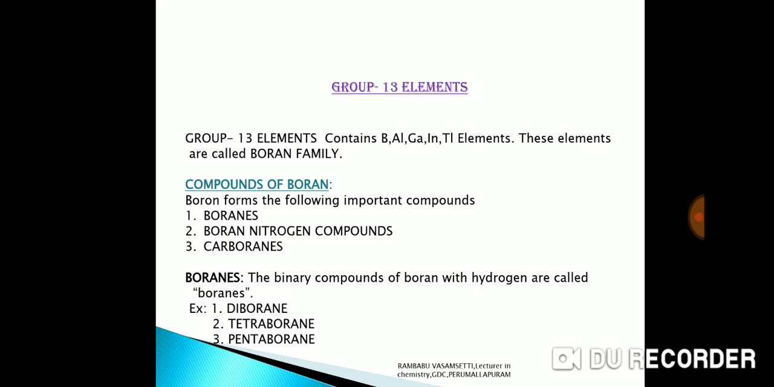Before going to the structure of diborane, what are the compounds of boron? Generally, boron forms most importantly the following compounds, that is boranes, boron nitrogen compounds, and carboranes. And what are the boranes? The binary compounds of boron with hydrogen are called boranes. That is, when boron reacts with hydrogen, it collectively forms different compounds. Such compounds are called boranes. For example, diborane, tetraborane, pentaborane, etc.